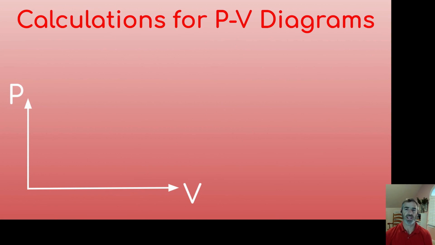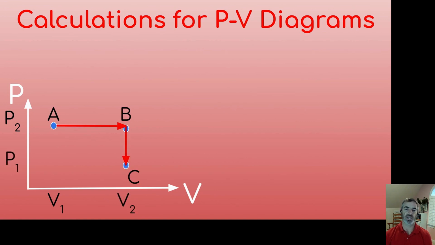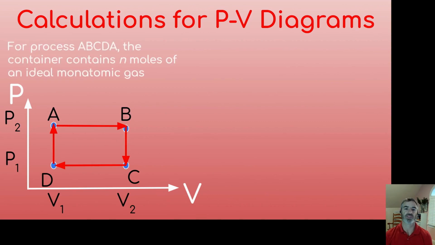All right, so let's look at another PV diagram. So we're going to go from position A to B, and then B to C, and then C to D, and then D to A. So we have this process A, B, C, D, A. So the process has n moles of gas, and that gas is an ideal monatomic gas. So A to B we know is isobaric, as well as C to D. A to B is a negative amount of work, C to D would be positive, and B to C and D to A are both isochoric processes, so we know that there's no work done during those processes.